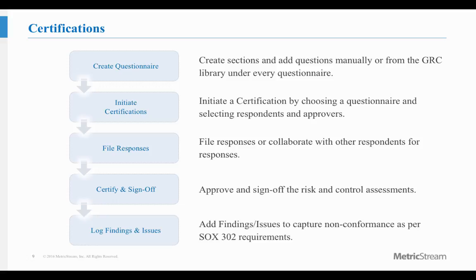Moving on to certifications, you'll be able to perform attestations and certifications as a part of your 302 and 404 requirements. So sub-certifications can be completed by the business, by process and control owners, and at an executive level, you can look at these sub-certification results, and you can perform and complete your certifications based on these results.